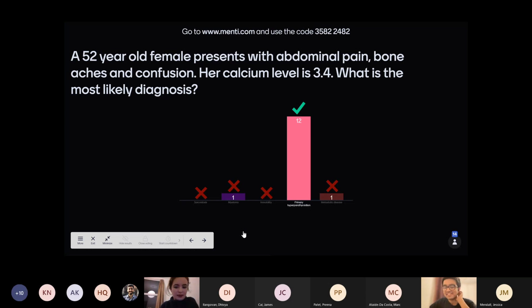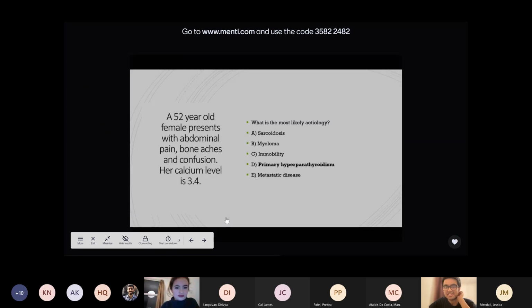No one has guessed yet. So the answer is basically statistics. In a 52-year-old with this presentation, the likeliest cause is just primary hyperparathyroidism. You would rule out other stuff, but unfortunately the question is asking what is most likely.